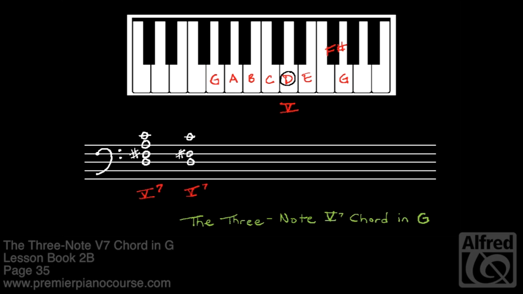Often, we move the D up an octave to make the chord easier to play. So F sharp is on the bottom, then we have C, and D is on top. This is also a three-note 5-7 chord.